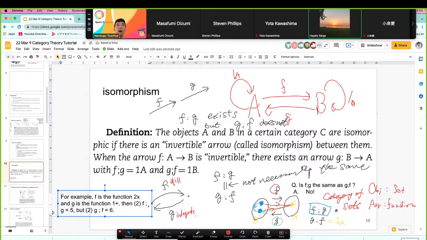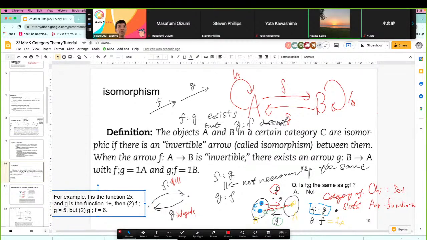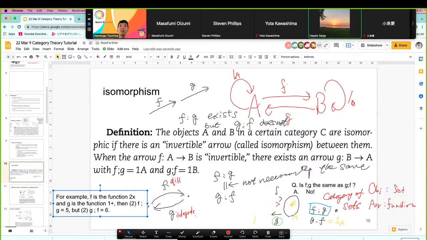If F is a function that multiplies by 2 and G is a function that adds 1, then F then G, starting from 2: once you apply F it becomes 4, and then adding 1 you get 5. But on the other side, if you start from 2 and add 1 first and then multiply by 2, you get 6. So in this case, neither situation gives you an exact mapping of itself, like 1A, 1B. So that's not an isomorphism.